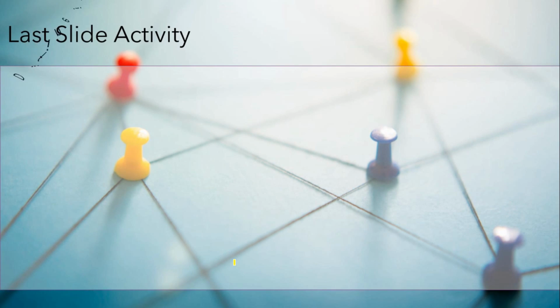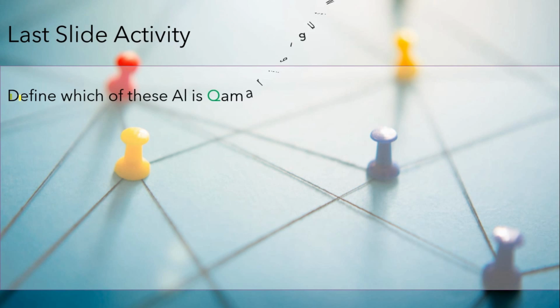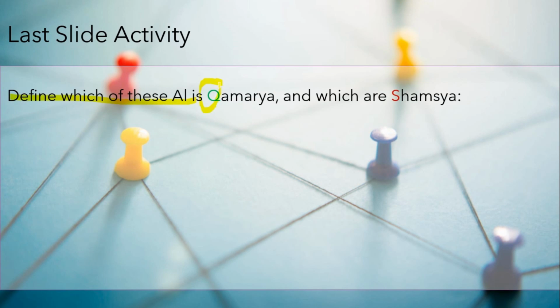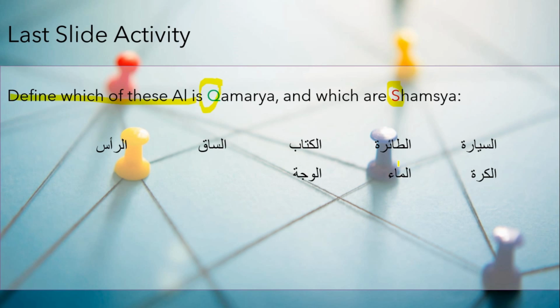Now let's have a last slide activity. We are going to define which of these al is قمرية and which of them is شمسية. السيارة, الطائرة, الكتاب, الساق, الرأس, الكرة, الماء, الوجه, البحر, الدمية, القراءة, البيت, السفينة, الأرض, اليوم.